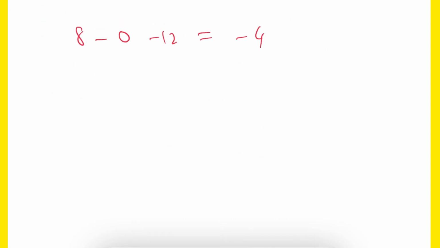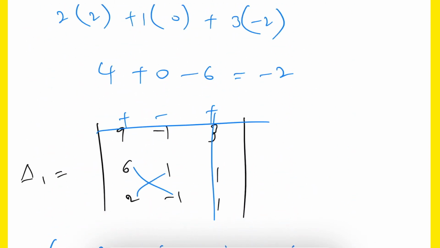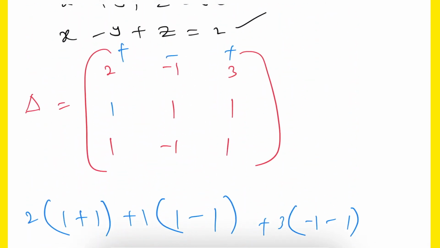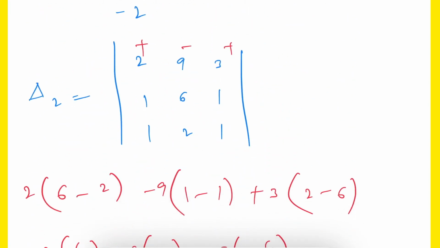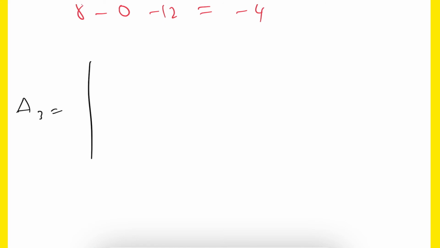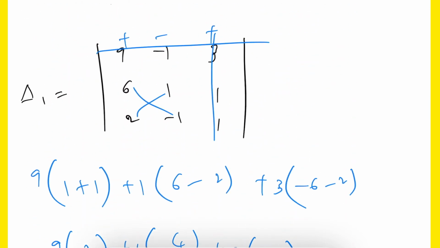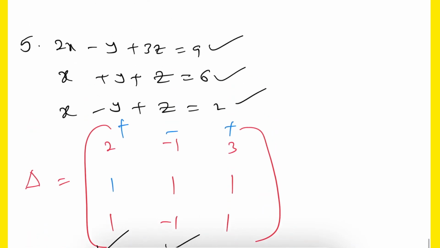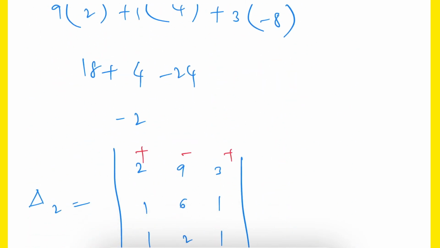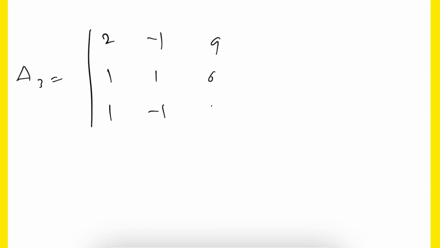Next, delta 3. Delta 3 is nothing but first column, second column, both we need to write as usual. Then third column we need to replace with the constants. Okay, let us check it out. Here first column is 2 1 1 and second column is minus 1 1 minus 1. Next, third column we need to replace with the constants. Here third column is 3 1 1. That 3 1 1 we need to replace with 9 6 2. Okay, done.